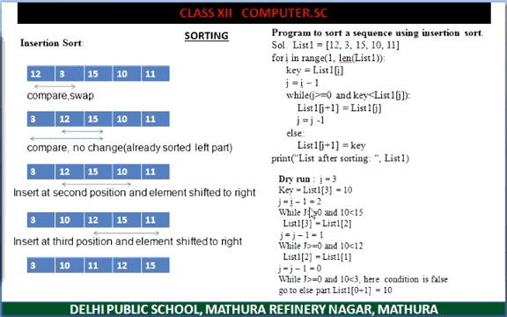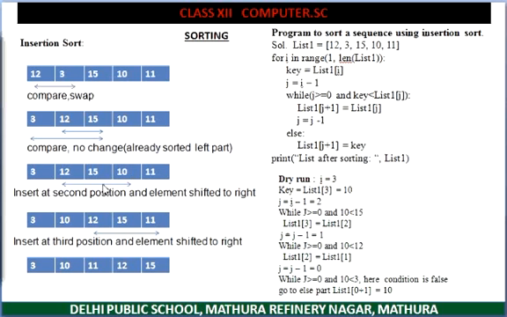Now the dry run. Suppose you want to insert the element 10 at the appropriate position, meaning second, and want to shift the elements 12 and 15 to the right-hand side. So this is the dry run for that. i is equal to 3, key is equal to list1[3], which is 10, j is equal to i minus 1, that is 2. While j is greater than or equal to 0 and 10 is less than 15, list1[3] is equal to list1[2].